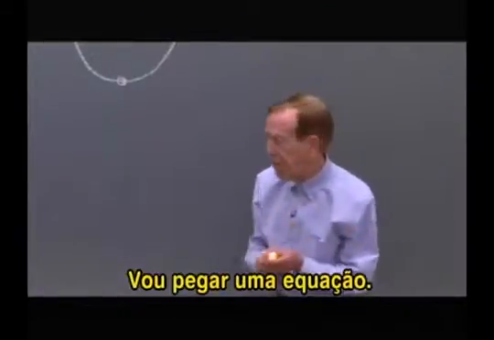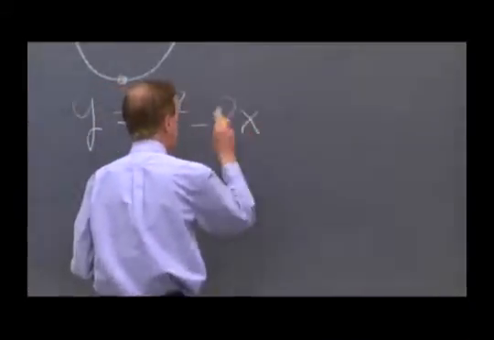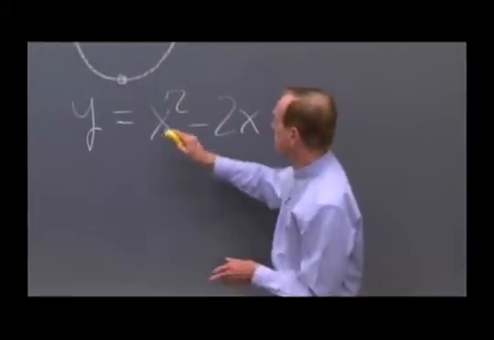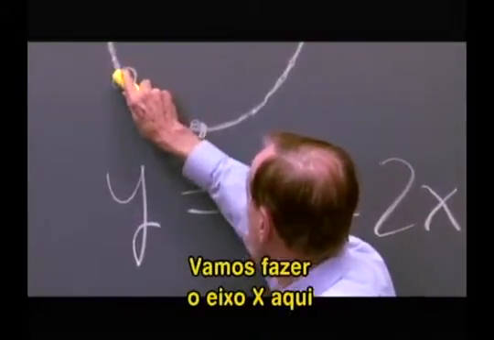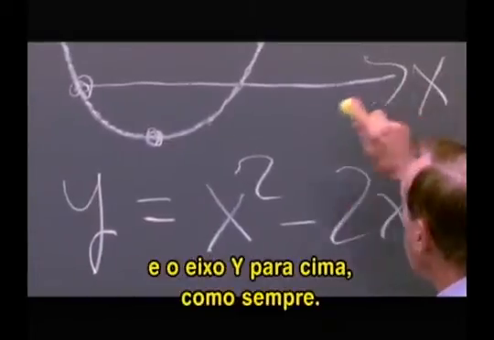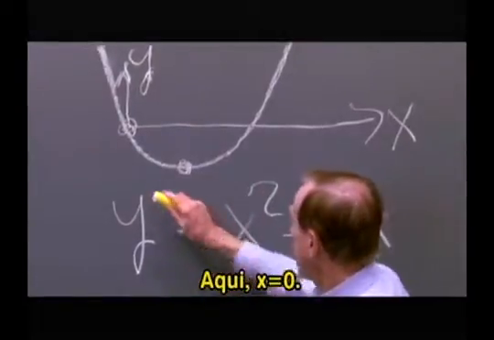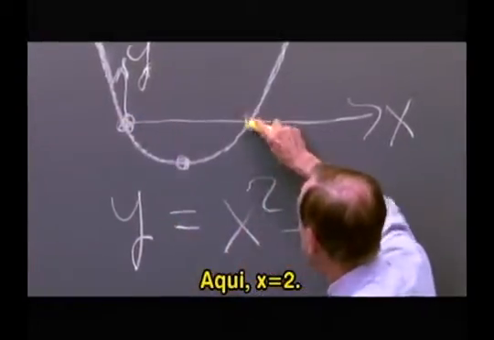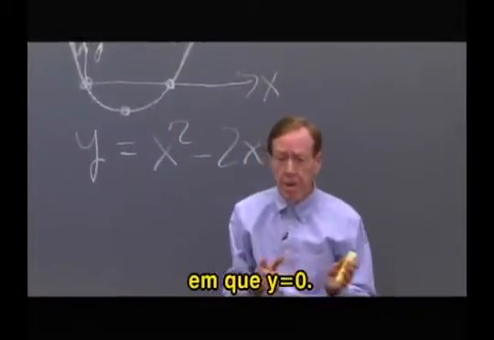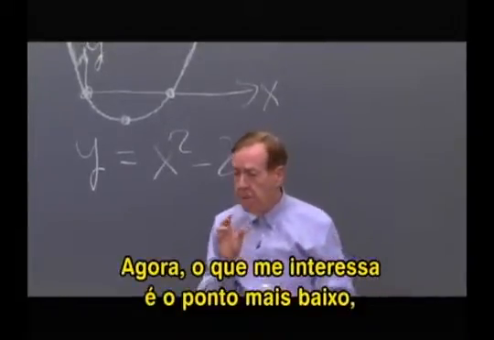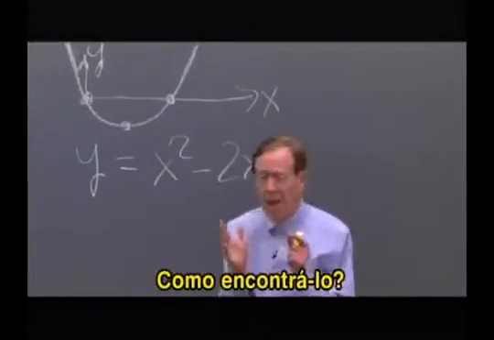So let me choose a particular quadratic, say x squared minus 2x. So that's the graph. Let's run the x-axis along here and the y-axis up as usual. So this is x equals 0 there, and here is x equals 2. Previously, those were the points we looked at, the places where y was 0. Now I'm interested in the bottom, that point where the graph bottoms out. Okay, how to find it?